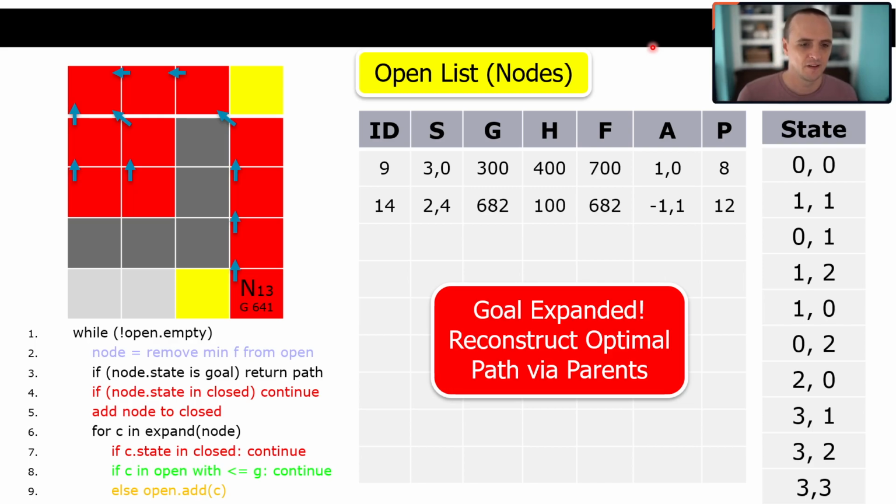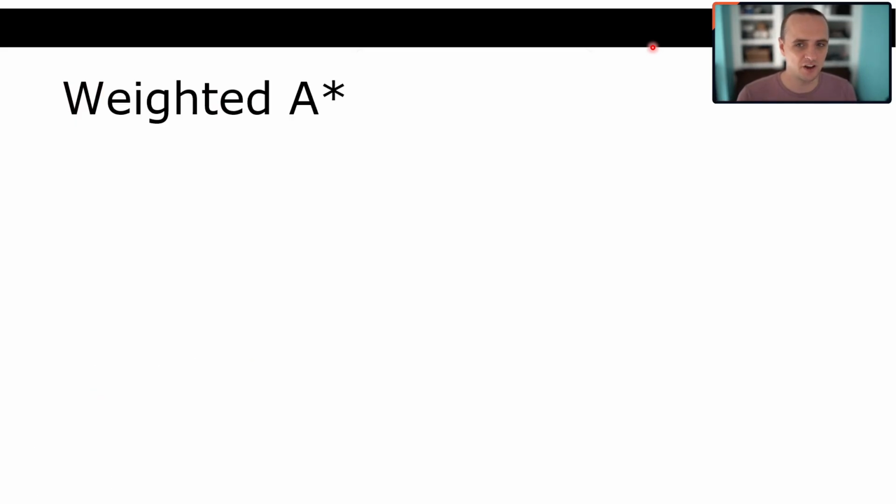Alrighty. Now that you have that, I'm going to talk just a little bit about weighted A-star and how we can tweak A-star to get different performance out of it. And I'll show you, this is actually going to be really cool. This is going to tie a few algorithms together in a way that you probably haven't thought of before, even if you've seen A-star and these other algorithms before.